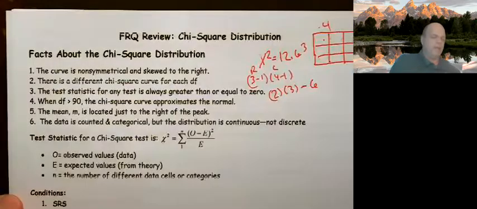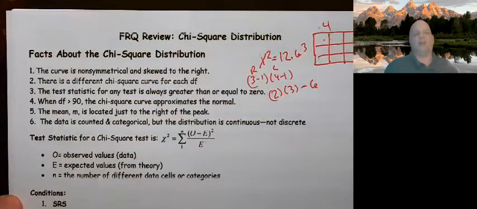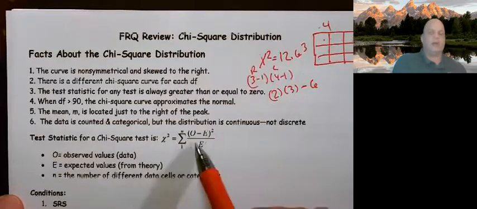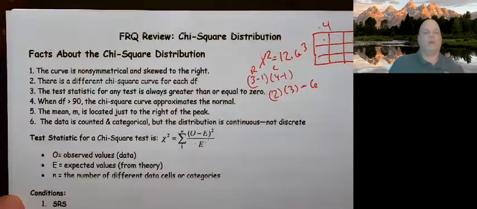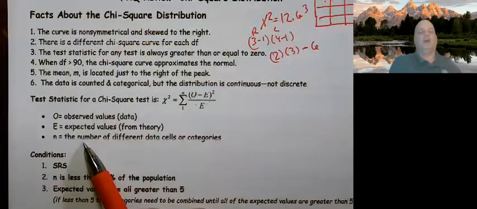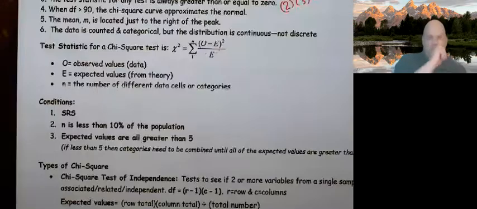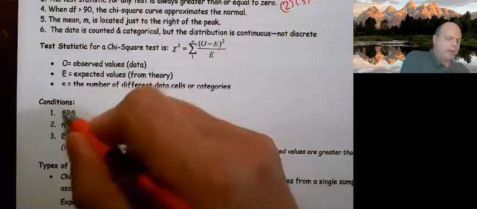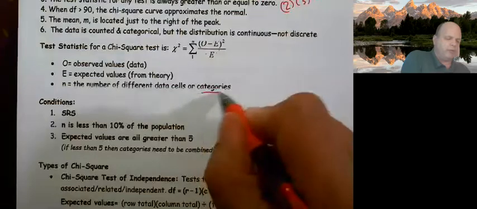Okay, the formula for all chi-squareds is this. If it were me, I would never name the chi-squared. I would never use the word chi-squared test of homogeneity, or chi-squared test of independence, or chi-squared goodness of fit. I would write chi-squared and I'd write my formula and that'll work. Please remember, O is observed values, E is expected value, and N is the number of different data cells or categories. The number of categories is a better phrase.